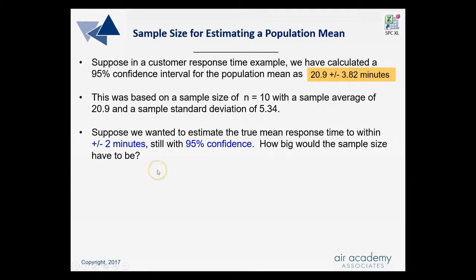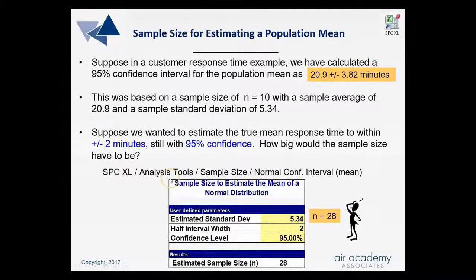Suppose instead of this 3.82 margin of error, which we consider to be too much, we want to estimate the true mean response time to within plus or minus 2 minutes. So we're wanting to cut this down from 3.82 almost in half to 2 minutes, but still have 95% confidence. How big would the sample size have to be? So to answer that question, we would go to SPC Excel, Analysis Tools, Sample Size, Normal Confidence Interval, Mean.